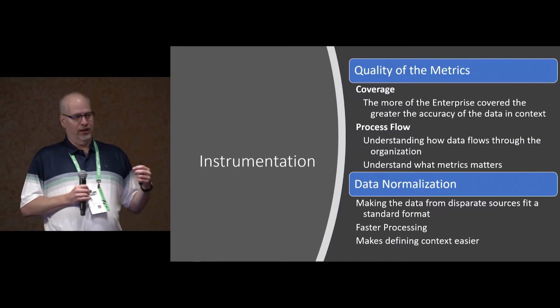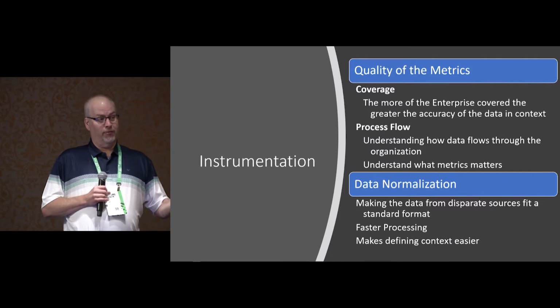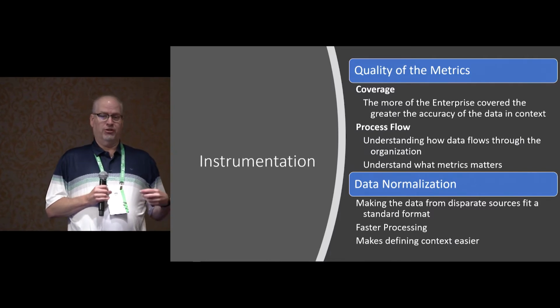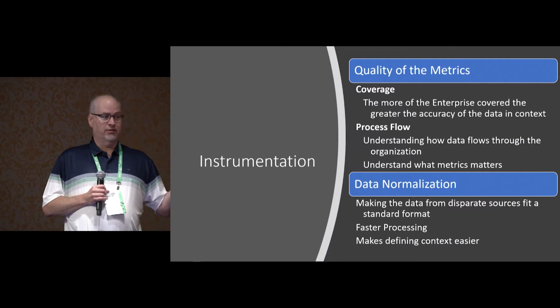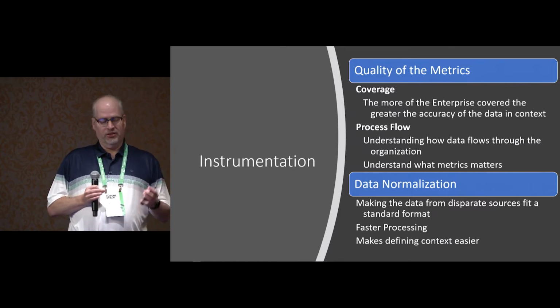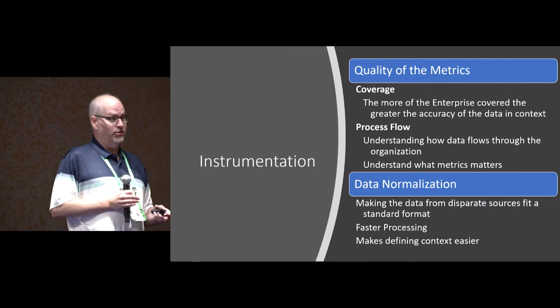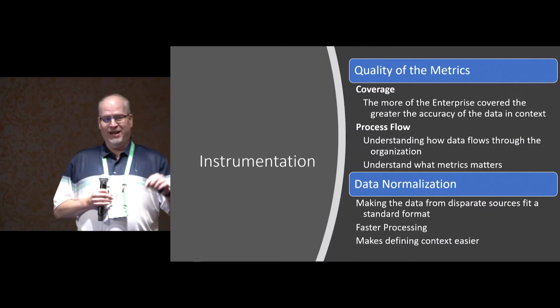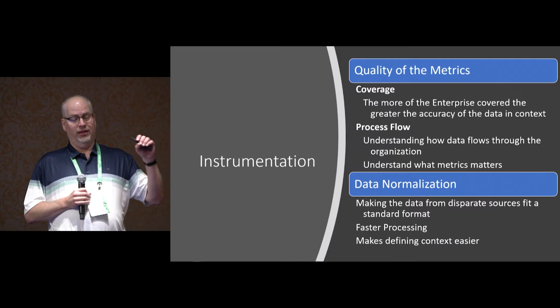When you do that, it allows you faster processing of the data, better processing of the data. You're looking at the same things. You don't have to write 500 different ways of looking at that data, because it's all once. You translate it once, and then you apply the same standards across the board. It makes defining the context easier.